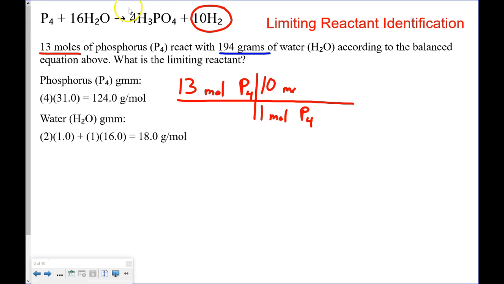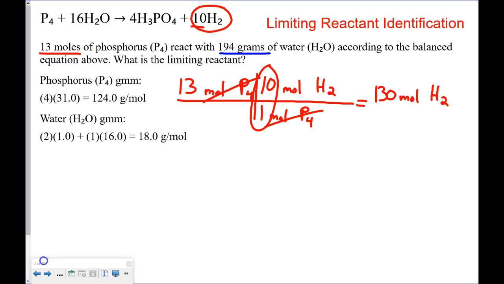By the way, I could also do phosphoric acid and I would get the exact same results. I'm just going to put hydrogen here and I'm going to stick with that for all of my reactants. So I have 10 moles of hydrogen gas. As for the relationship between that and phosphorus, moles of phosphorus cancels out, and what I'm left with is 130 moles of hydrogen. Remember that 10 to 1 ratio was obtained from the coefficients from my balanced equation.